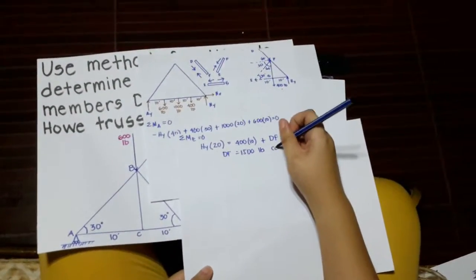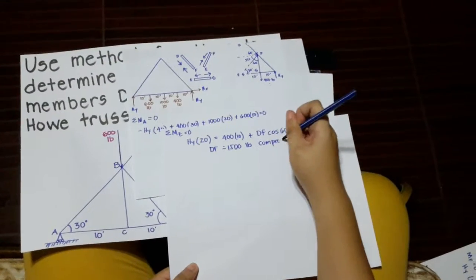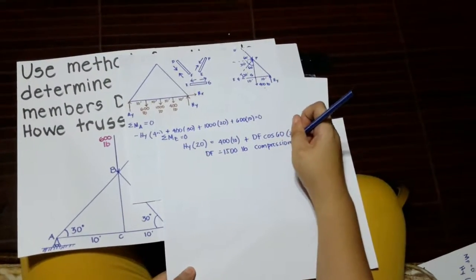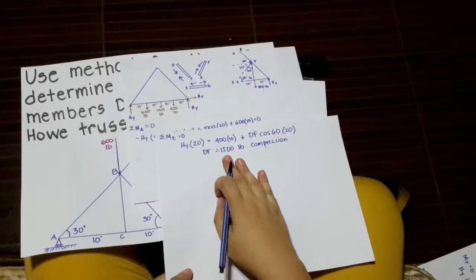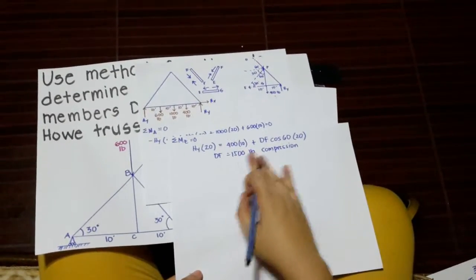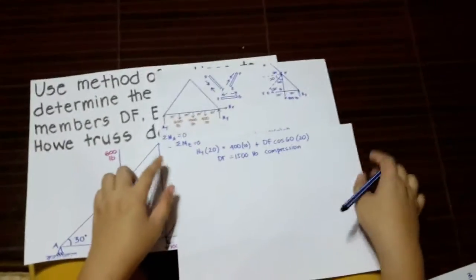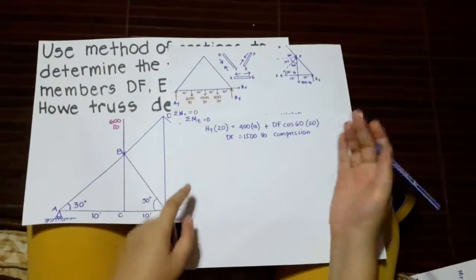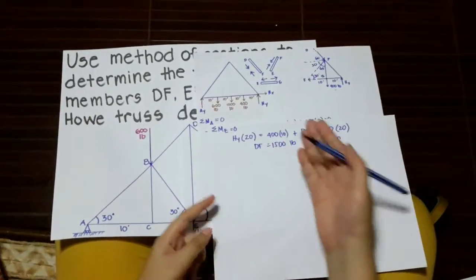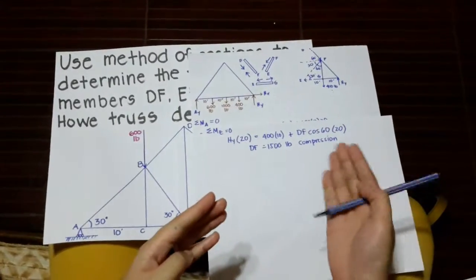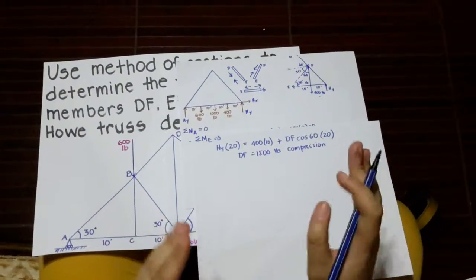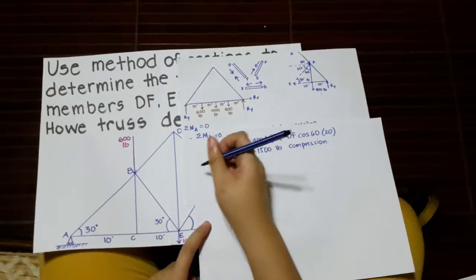force, compression. So if your computed value is already positive, that is the true force. The force that you assigned is already correct. If it's negative, you will have to change it to tension.